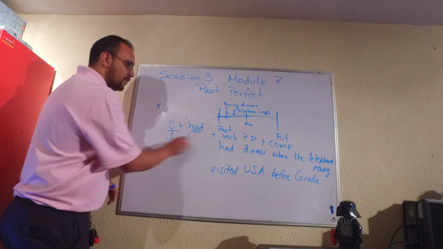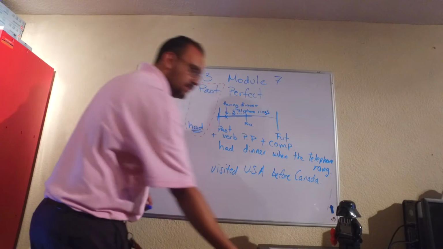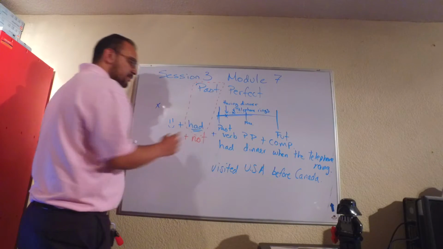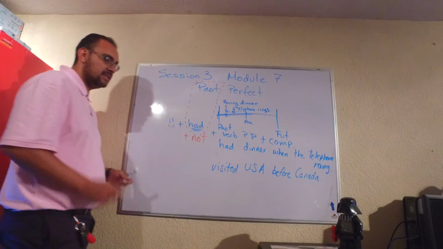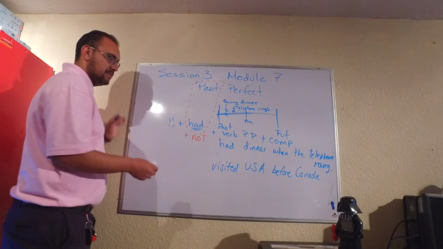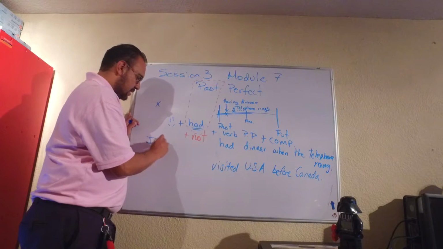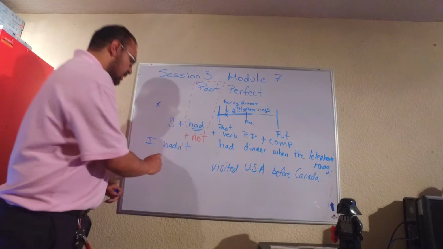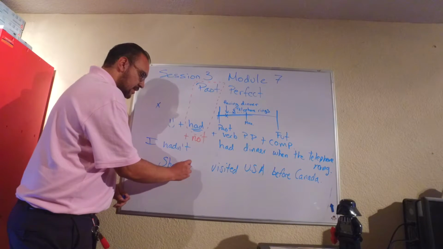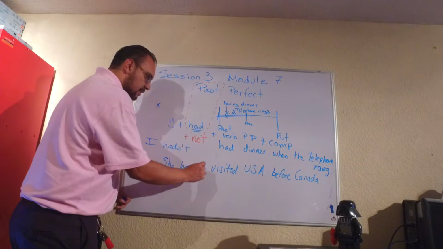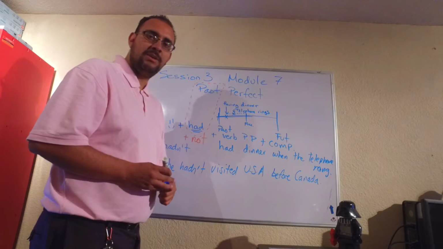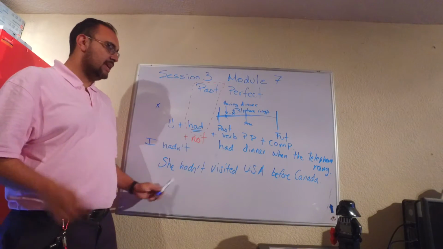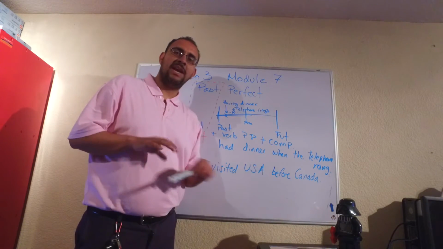What happens in the negative form? Well, once again, the negative form is just plus the not. Okay? This is just plus the not, with contraction or without contraction. So I hadn't had dinner, or she hadn't visited USA. It means that she visited Canada first and then the United States. She hadn't visited USA before Canada.